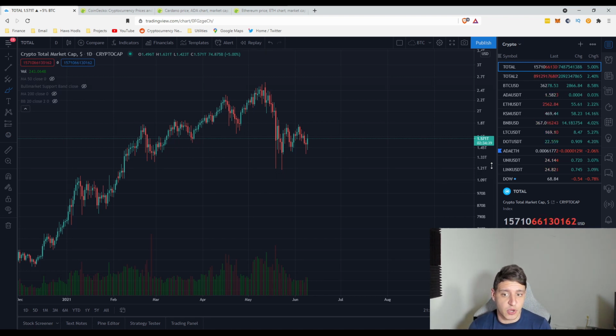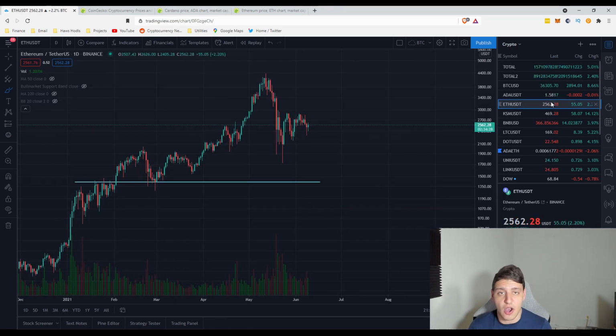But I would say at this point, we could expect at least a little bit of stability from altcoins and cryptocurrencies in total. One being Ethereum. Now, Ethereum has pumped a little bit or held a little bit onto its value at $2,500, $2,562 essentially. But we do know that a couple of things are coming out.